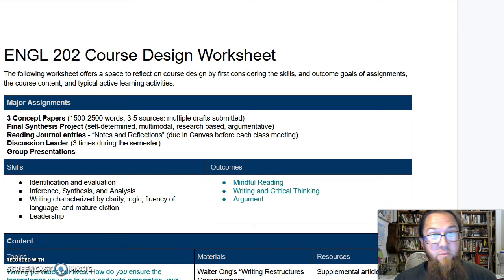Okay, I'm going to do my best to talk out loud my process for using this worksheet to redesign my English 202 course as an online class. I haven't taught English 202 online before. I've taught it remotely this semester.